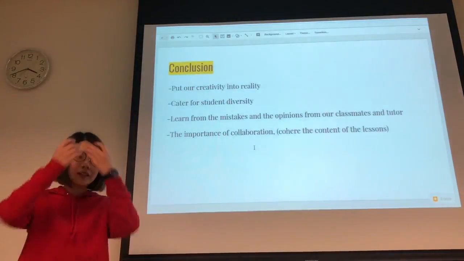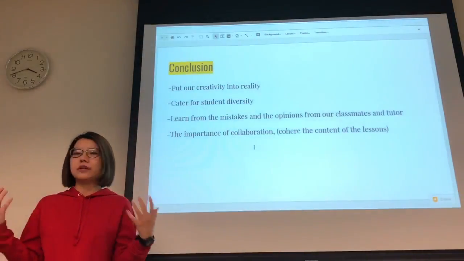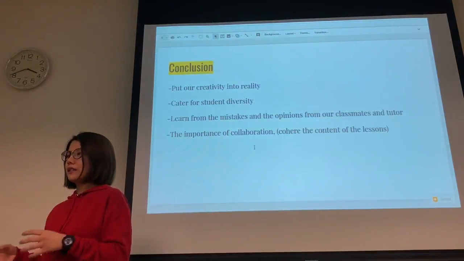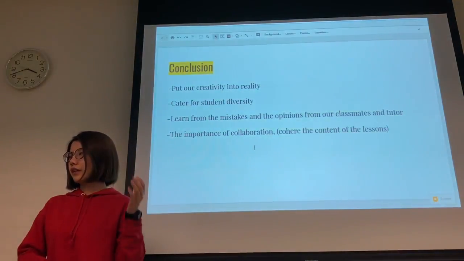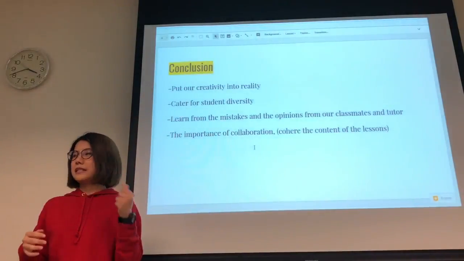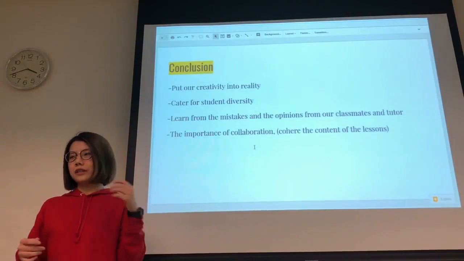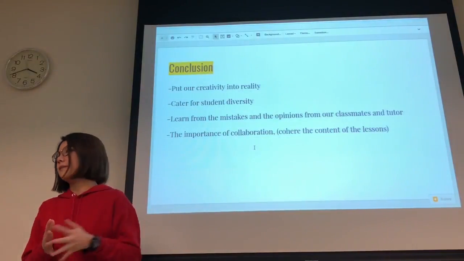To conclude, in the lesson plan and unit plan, we have put our creativity into reality, and we learn from each other and learn to cater to the diversity of the students. What's more, we learn from the mistakes and the opinions from the peers and tutor who supervise our lesson plan.